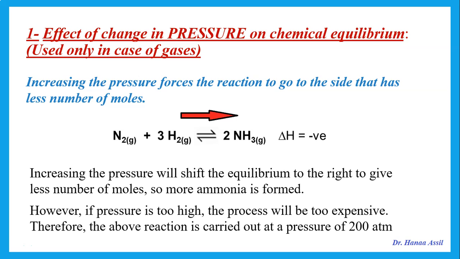But actually, we cannot go too high. Remember that to put a pressure on a reaction involving gases, we need special apparatus. So using very high pressure would be too expensive, and therefore this reaction is carried out at a pressure of 200 atm. So the 200 atm is high enough in order to give more yield of ammonia, but any higher pressure would be more expensive, and any lower pressure will cause the reaction to go back, and that means less ammonia. Are we following the explanations of all of this?